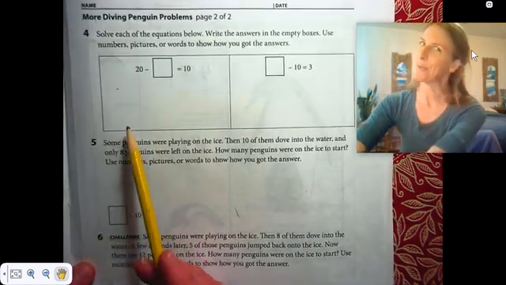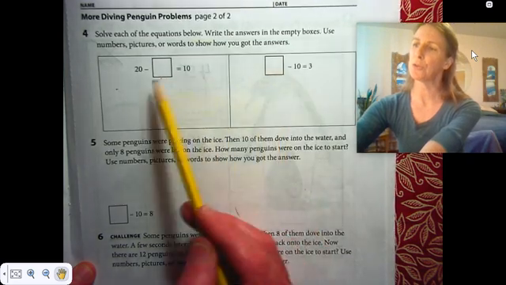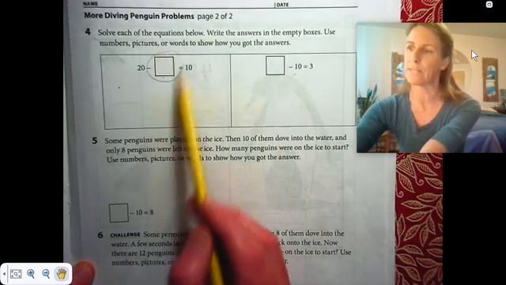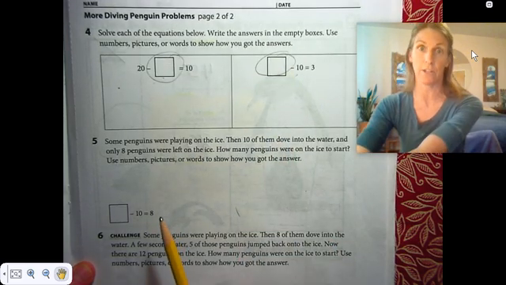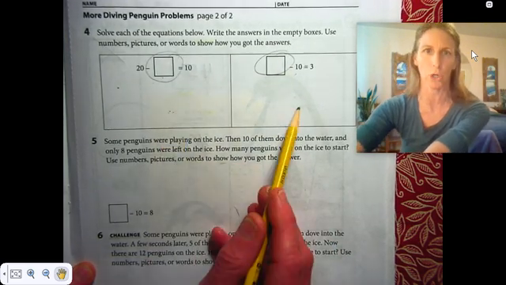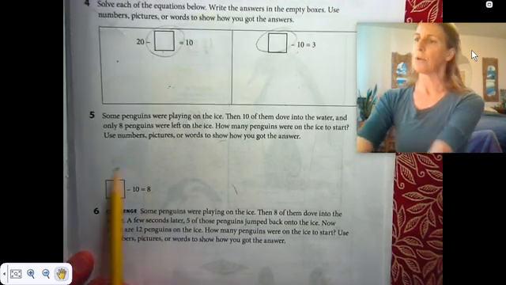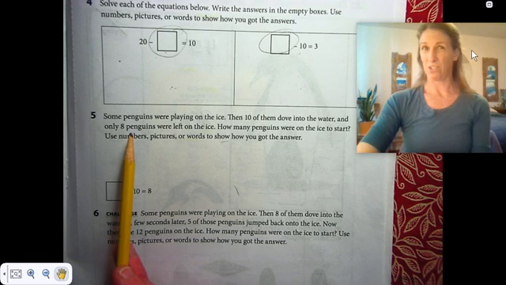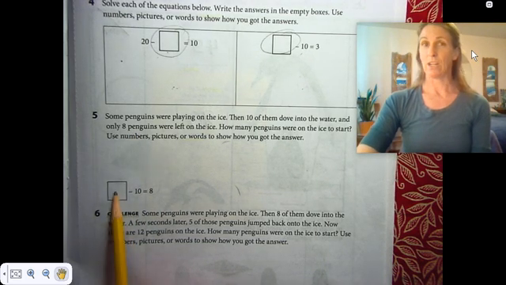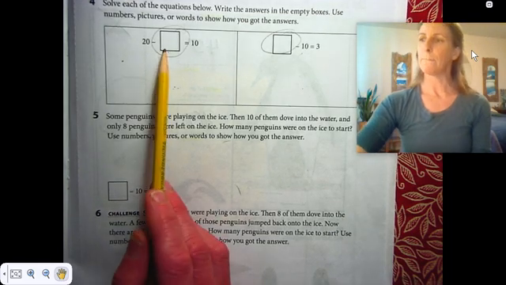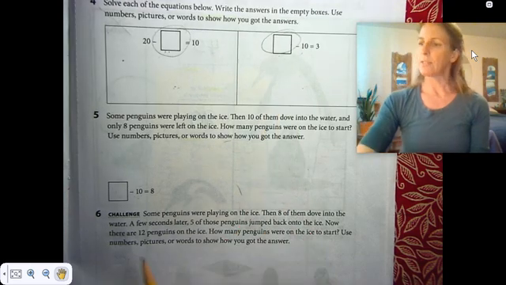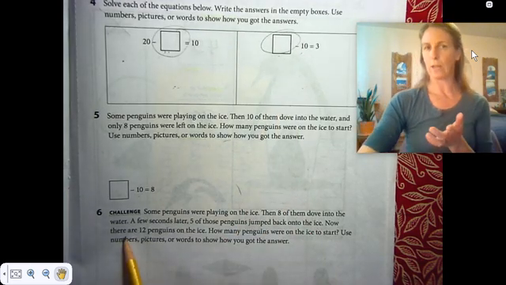Number 4, they don't give you a picture, but they give you 2 problems, just like you had in our seesaw activity on Tuesday, where there's a missing number. You need to figure out what it is, but you've got to show your work. And then they're going to give you a story problem right here, but no picture again. And you need to find that missing number. You're finding the beginning number here, the middle number here, and the beginning number here. This number 6 is a challenge. Do it if you'd like to.